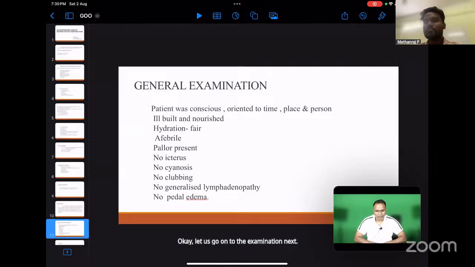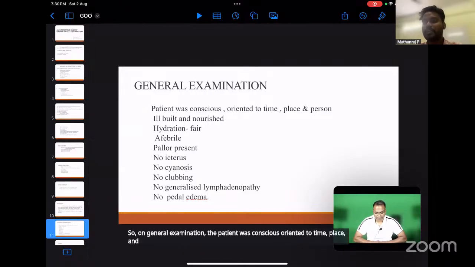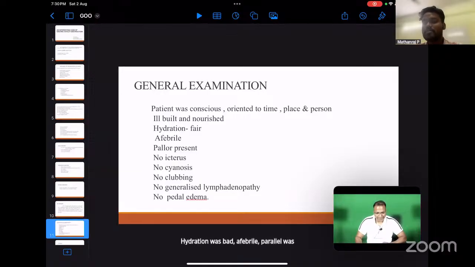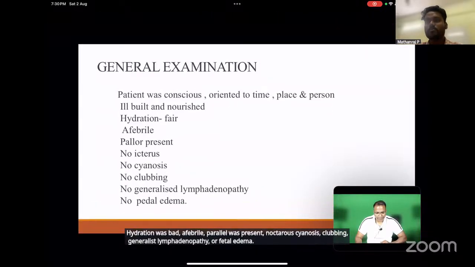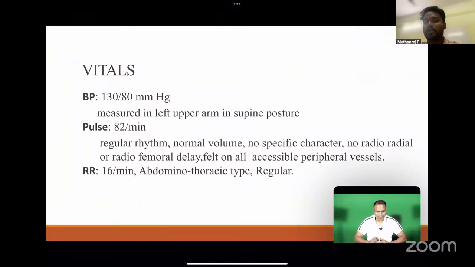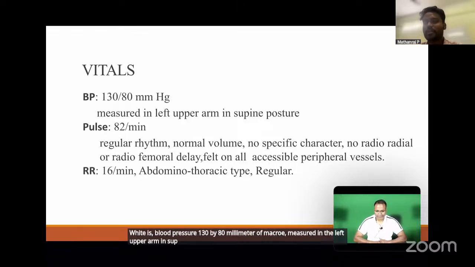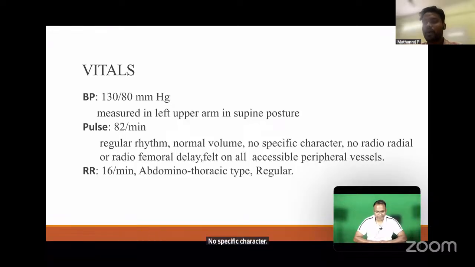Yes, sir. On general examination, the patient was conscious, oriented to time, place, and person. He was ill-built and nourished. Hydration was fair, afebrile, pallor was present, no icterus, cyanosis, clubbing, generalized lymphadenopathy or pedal edema. Vitals: blood pressure 130/80 mm of mercury, measured in the left upper arm in supine posture, pulse 82 per minute, regular in rhythm, normal volume, no specific character, no radio-radial or radiofemoral delay, felt on all accessible peripheral vessels. Respiratory rate was 16 per minute, abdominothoracic type and regular.